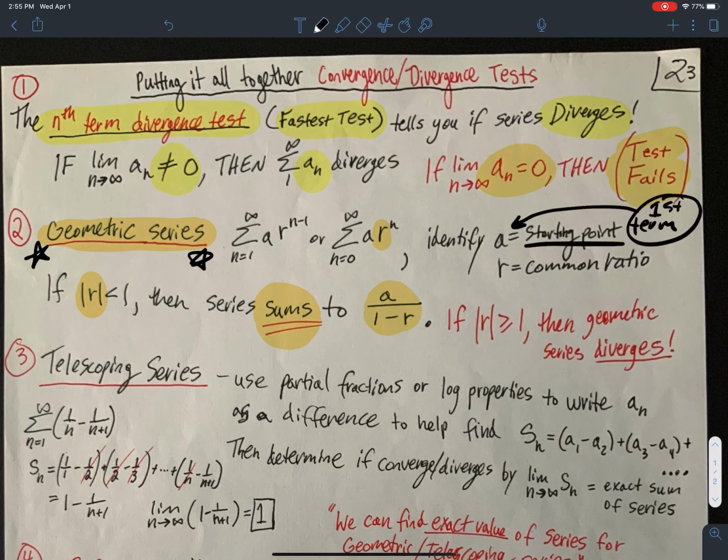Now, you can think of this as the first term divided by 1 minus that ratio. Okay, so it sums to the first term divided by 1 minus the common ratio. It's very important that you understand that that's the first term in my sequence, okay? Whenever I plug in that first term, n equals 1 here or n equals 0 there, that first term is your a, okay? Can't stress that enough.